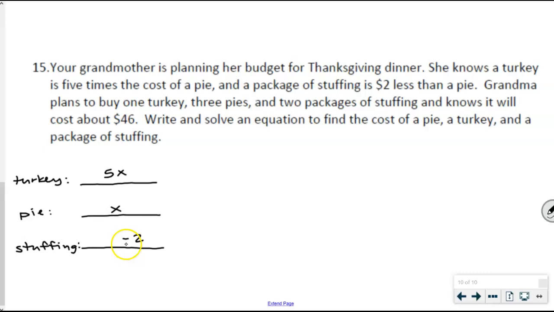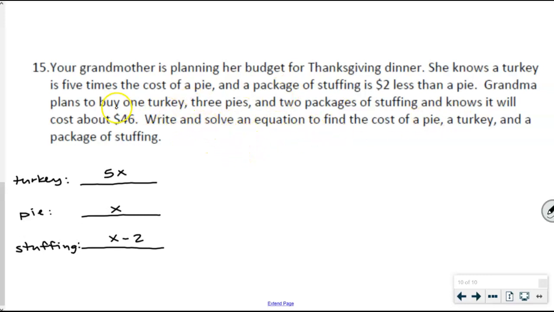Negative 2 means that we get $2 back. What does it really mean? It's $2 less than a pie. What is a pie? So X minus 2. That's a pie less $2. Okay. This is your key to success. And now, let's write our equation.